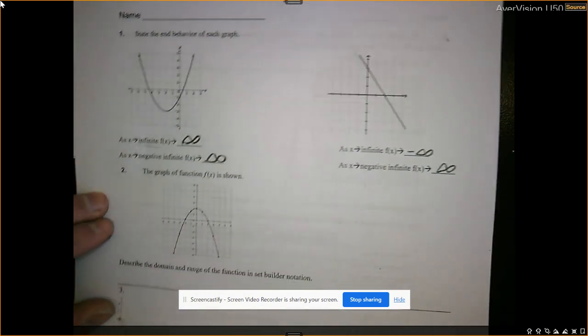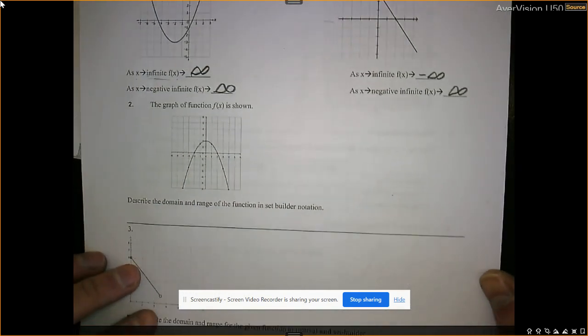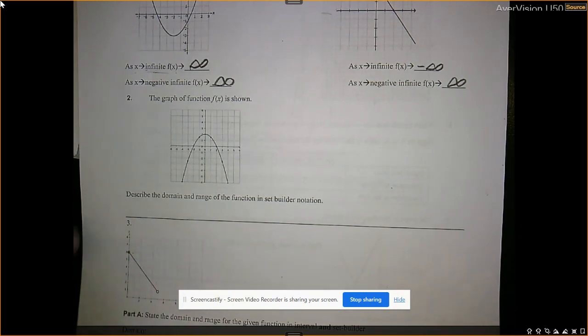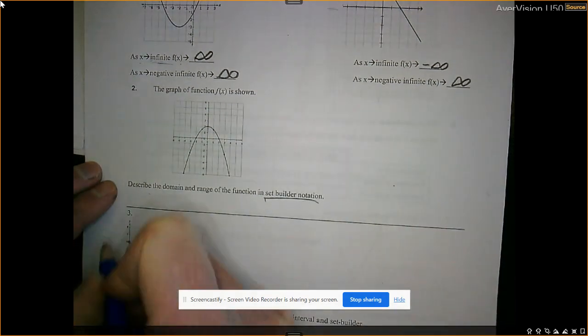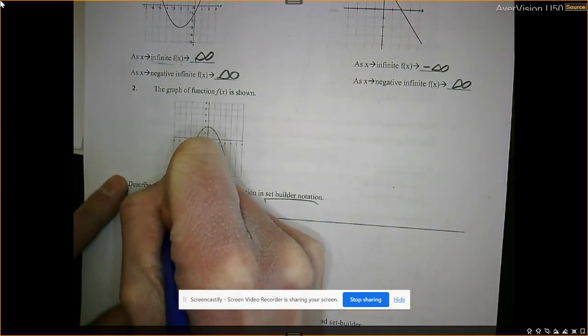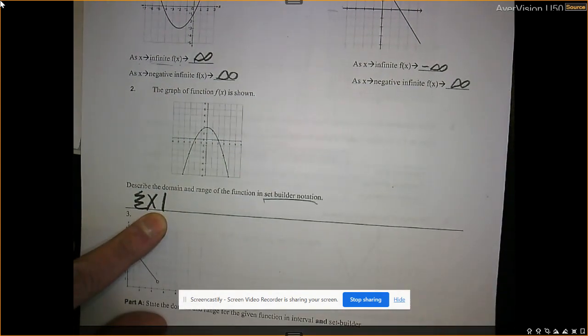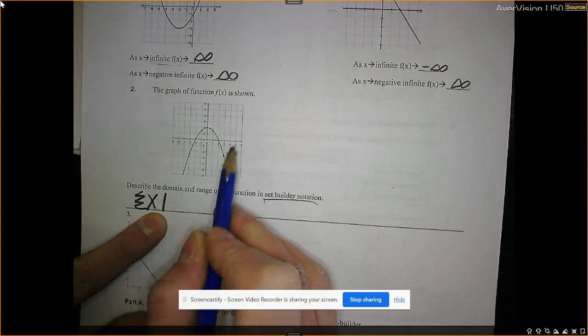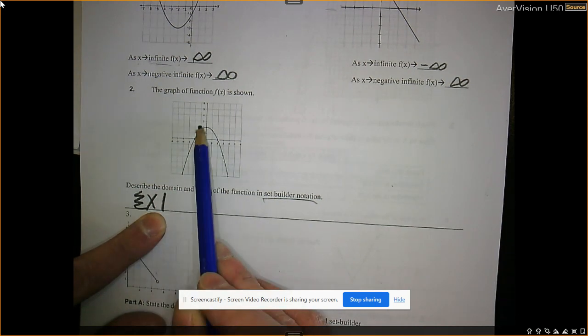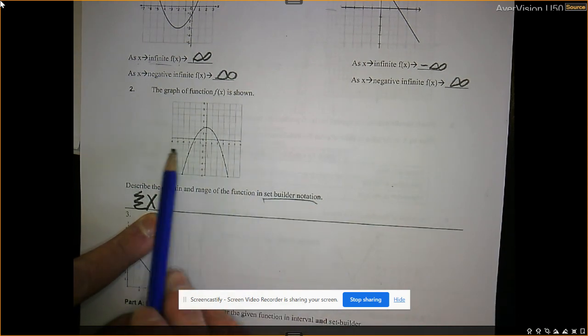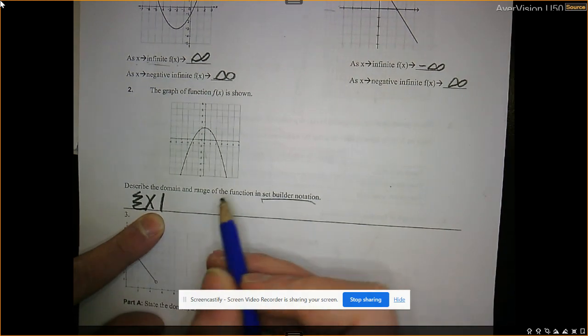Okay, moving on to number 2, if we have something like this, and we're to describe the domain and range of the function in set builder notation. Okay, the set builder notation is when we have the squiggly lines. If we're talking domain, we're talking x, so we say x such that, well, what is our domain in this case? Is every value to the left going to be hit? Well, yeah, it looks like it'll go left forever. Is it going to go right forever? Yeah, it looks like it's going to hit every value of x left and right.